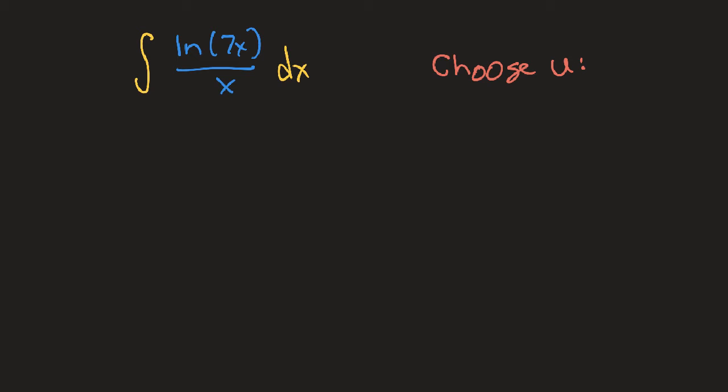So my advice to you is whenever you're choosing u and you have a natural log in the expression, try to choose the natural log part. So I'm going to choose u to be natural log of 7x. The next step, so this was step 1. Step 2 is to take the derivative, du over dx.